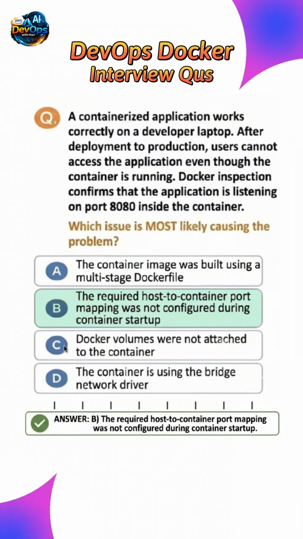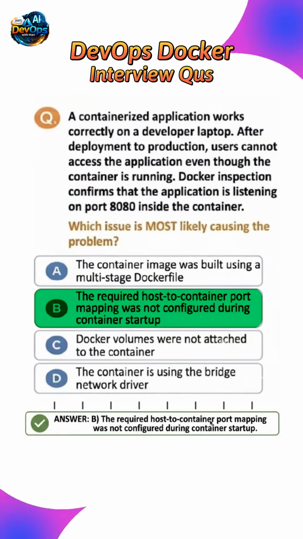Yes, now we can see the answer. The required host to container port mapping was not configured during the container setup. Actually, when you are exposing your application on 8080, you have to do the host to container port mapping. When you are creating a container, there will be a command with -p 8080:80 or something like that. So we need to make sure the local host to container port is also specified. Otherwise, 8080 is listening inside the container, but from the outside you will not be able to reach it.